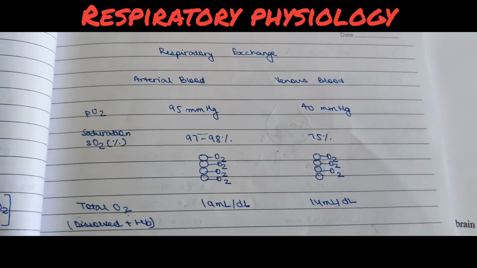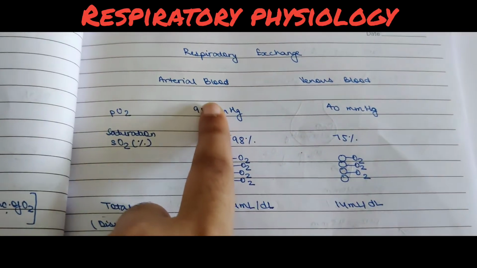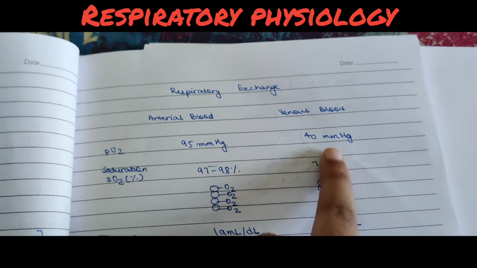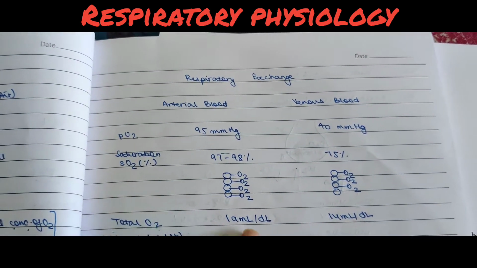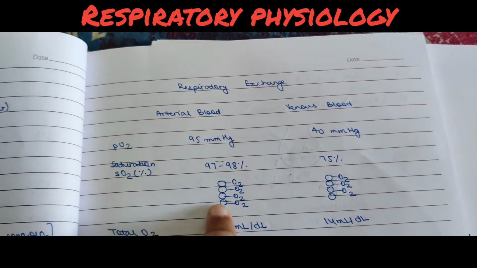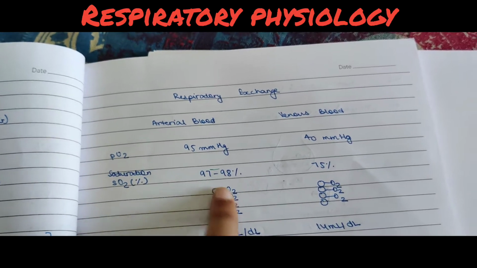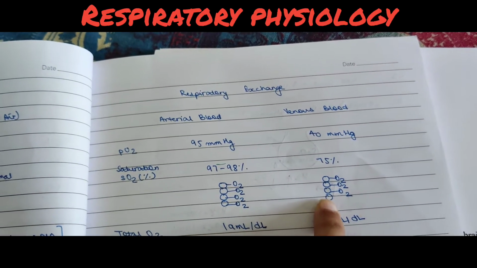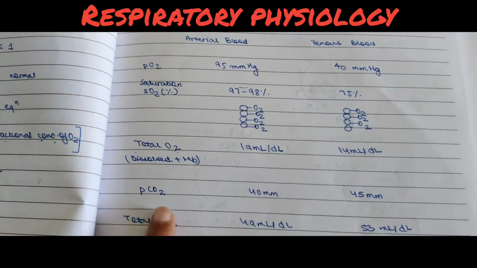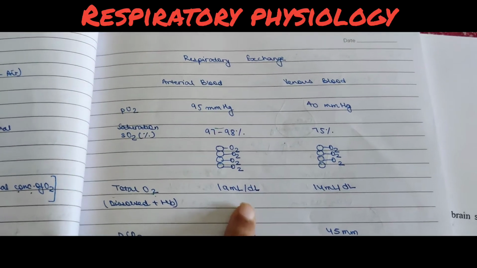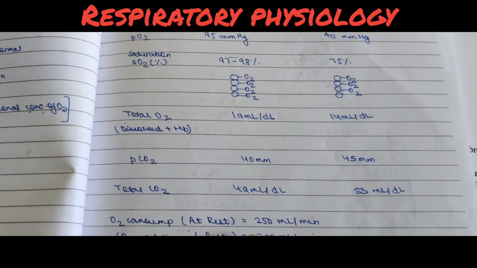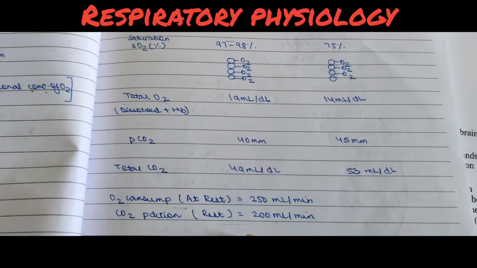Now let's see the respiratory exchange. In the arterial blood, PO2 is 95 millimeter of mercury. In the venous blood, it is 40 millimeter of mercury. Saturation in the arterial blood is 98%, which means that all the four molecules of heme are connected with oxygen. But in the venous blood, only 3 are connected, which means it is 75% saturation. Total oxygen is 19 milliliter per deciliter, and in venous blood it is 14. PCO2 40 and 45, and total CO2 49 and 53.